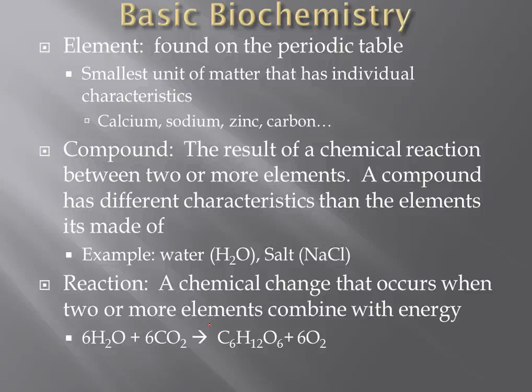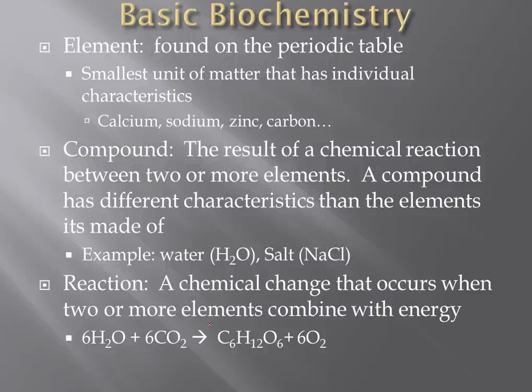These are the things that are found on the periodic table. There are 92 naturally occurring elements, 118 elements that we know of. The rest are made in laboratories. When you have two or more elements that are actually chemically combined, that is called a compound.